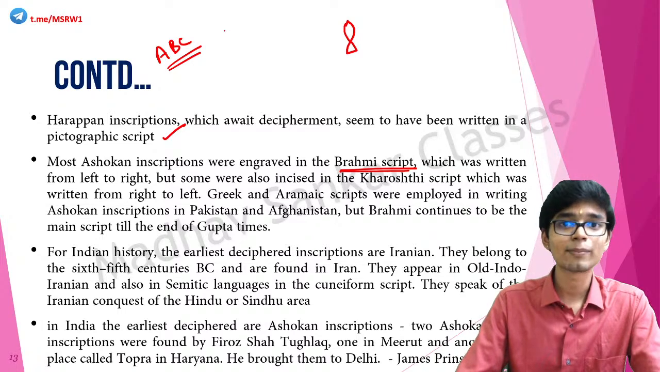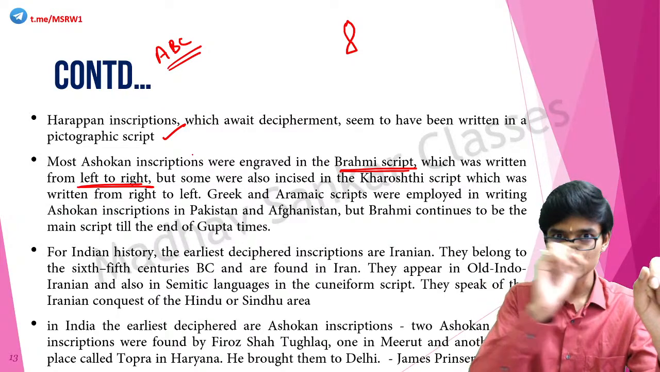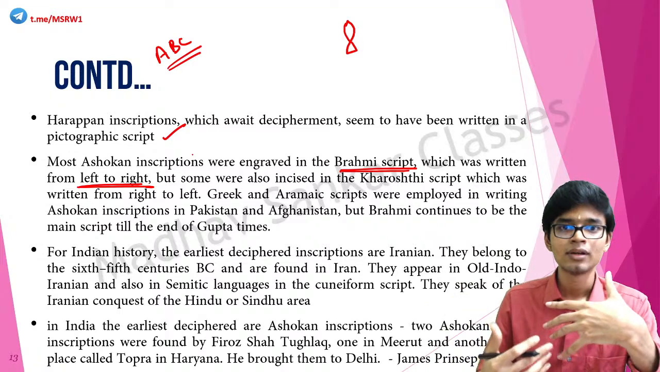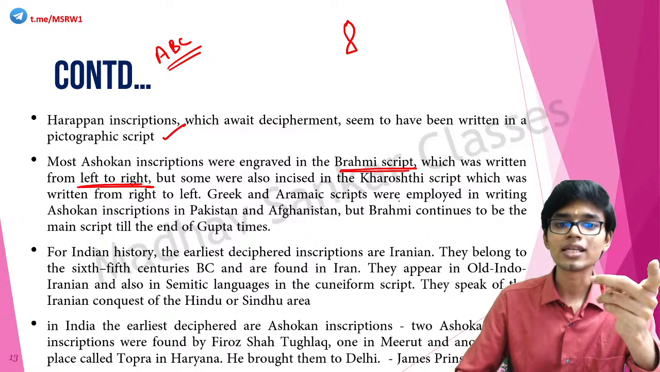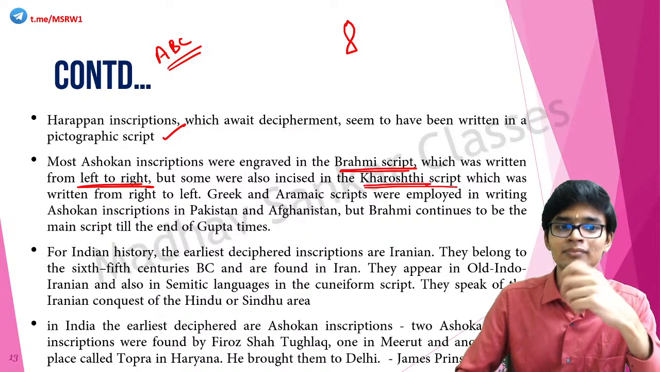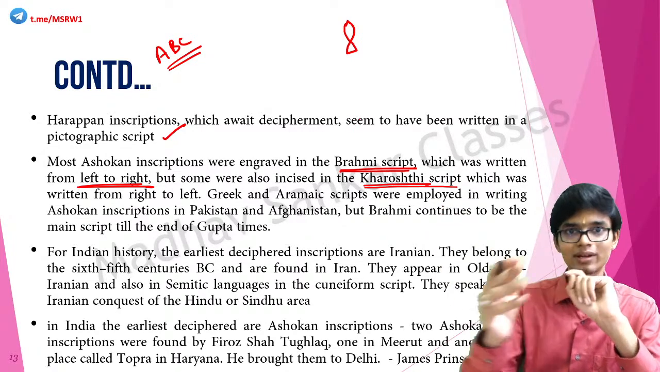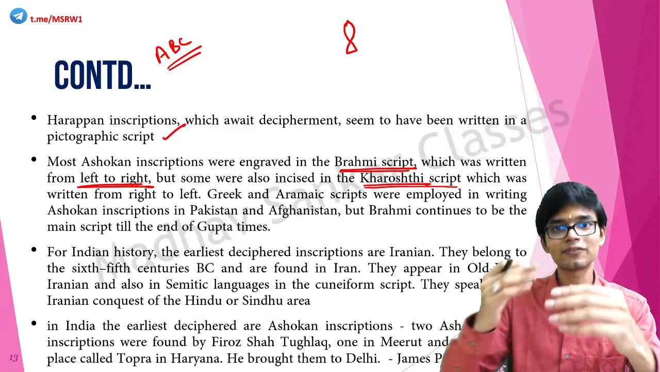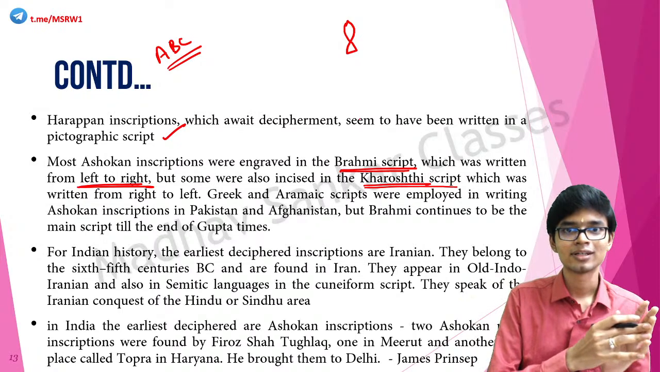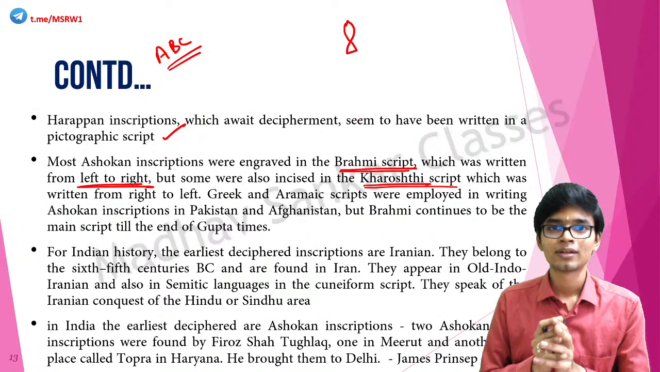Okay, so the Ashokan inscriptions were predominantly written in Brahmi script, and it was written from left to right, just like our modern day English. But some of the inscriptions were also seen in Kharoshthi script. This is written from right to left. Okay, right to left, like the Arabic method of writing these days. So Ashokan inscriptions are written from both left to right and from right to left. The Brahmi script from left to right and the Kharoshthi script from right to left.